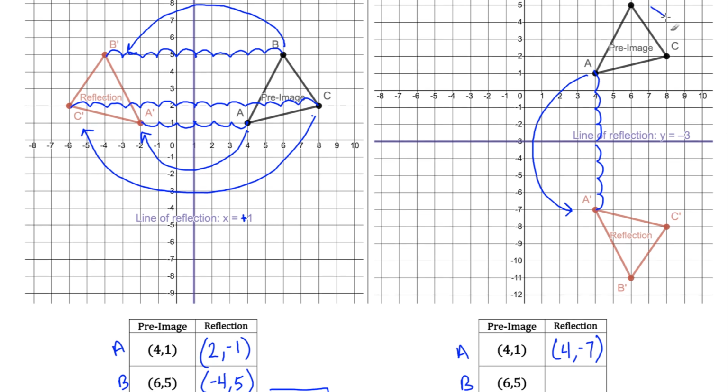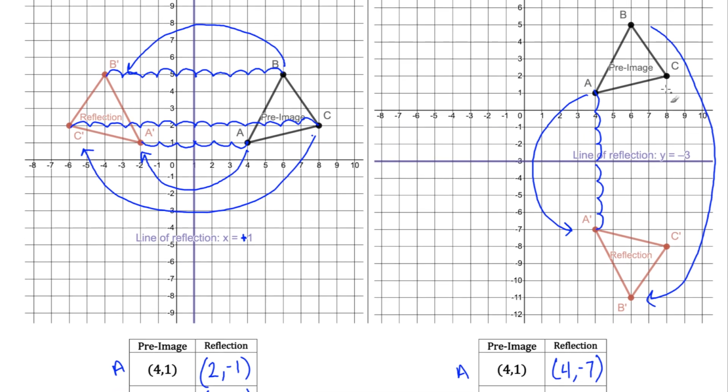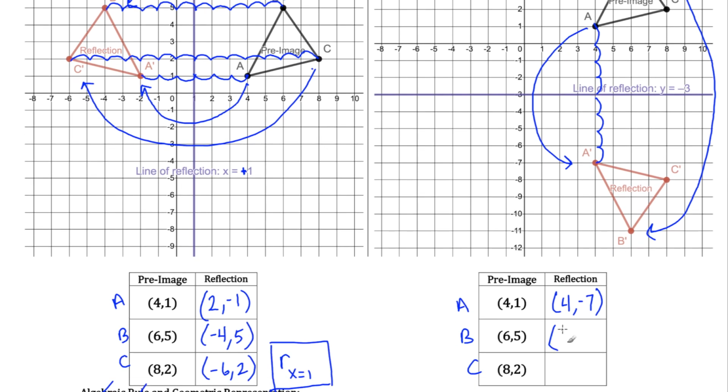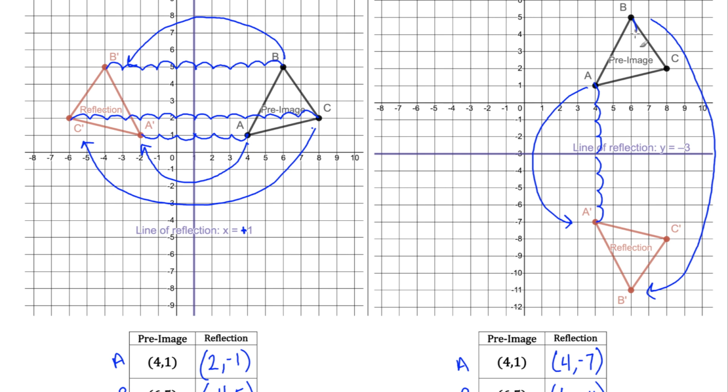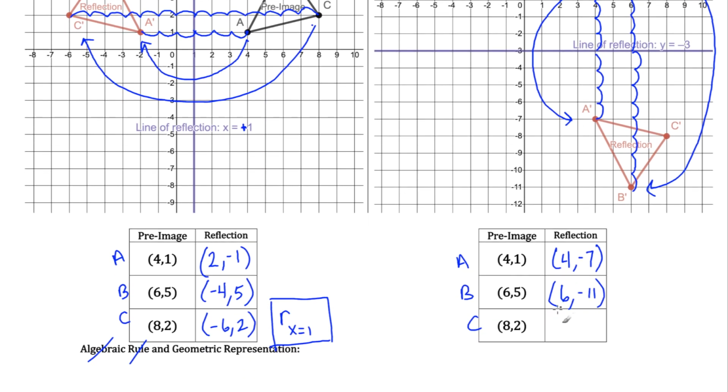And B flipped over here was at 6, 5. If you can see that, it was at 6, 5. Now it's at 6, negative 11. And then it was 1, 2, 3, 4, 5, 6, 7, 8 away from the line above it. Now it's 1, 2, 3, 4, 5, 6, 7, 8 below it. And lastly, we were at 8, 2, but now C prime is located at 6, negative 8.